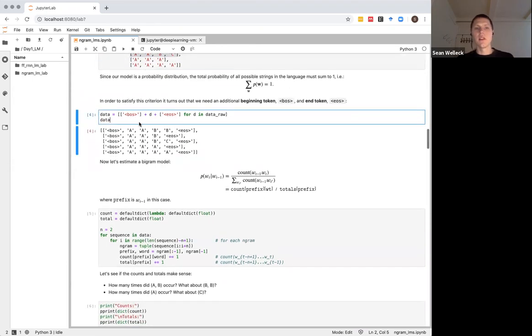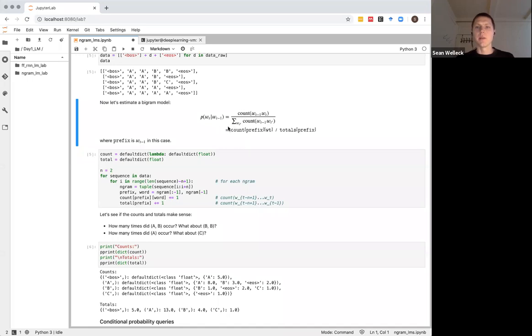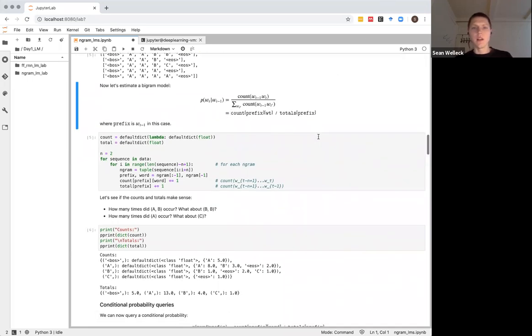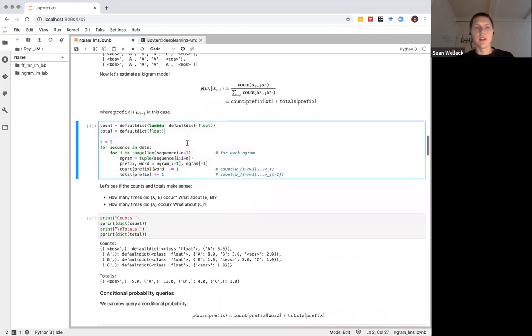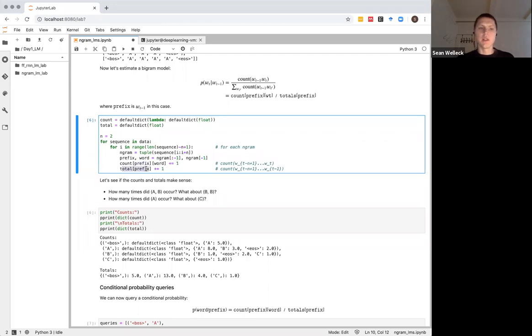Okay, so now we add these beginning and end of sentence tokens, and our data set looks like this. And now we can estimate this bigram model. So again, we're just going to compute these two different counts, and then we'll be able to compute this probability here. And that's what this code is doing. We're looping through the data, getting each n-gram, and then we're incrementing this count, which says for a given prefix, which is this w_{t-1}, and a given word, increment its count. And then for the denominator, we just increment the count of the prefix.